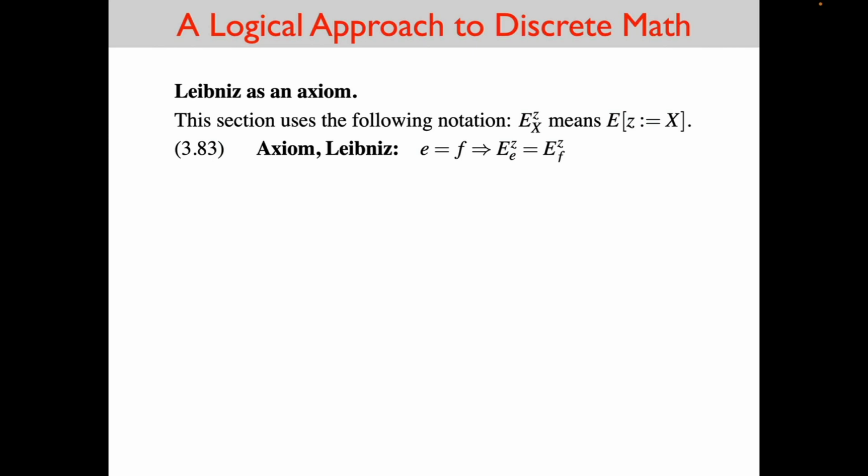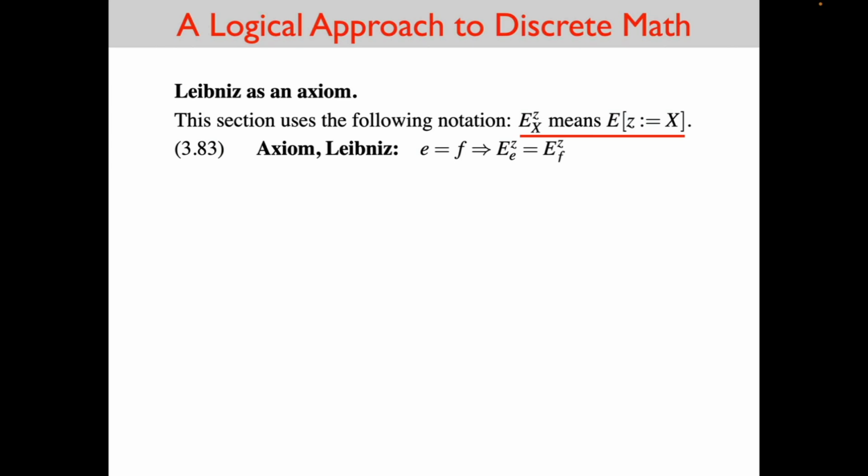Okay, so axiom 3.83 is: E equals F implies E with Z replaced by little e equals E with Z replaced by little f. And this form of the axiom uses a slightly new notation for textual substitution, which is shown here. E with a superscript little z and a subscript capital X means E with Z replaced by X, where Z is a single variable or list of variables and capital X is an expression.